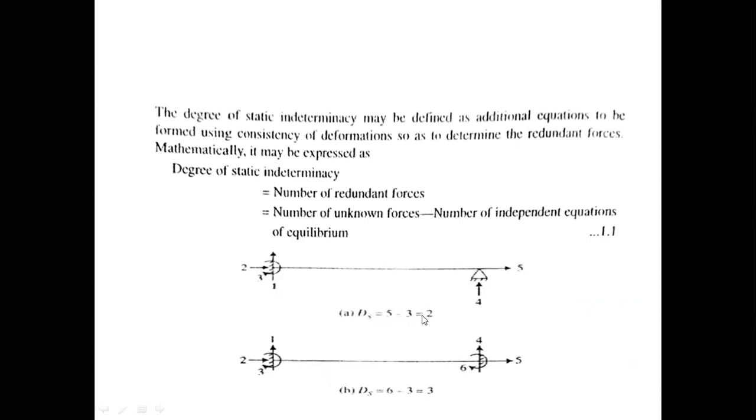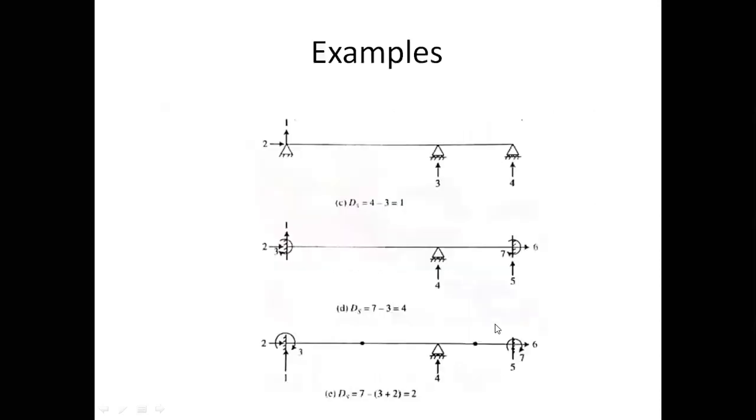3 is equilibrium condition. That is 2. Similarly, in this case, both ends fixed. I have already discussed this example in the previous slide. At this end, there will be 1 vertical, 1 horizontal, and 1 rotational. Similarly, at this end, there will be 1 horizontal, 1 vertical, and 1 rotational. Total number of internal reaction is 6. 6 minus 3, that is 3. So this is an indeterminate structure to a degree of 3.